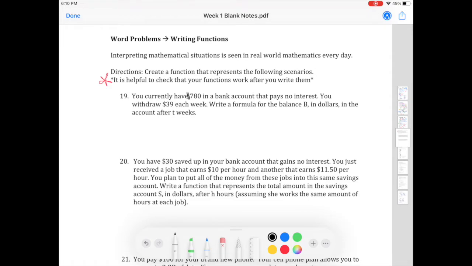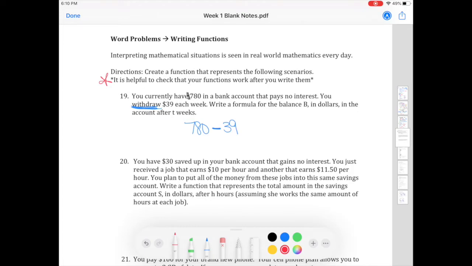It says you currently have $780 in a bank account that pays no interest. You withdraw $39 each week. Write a formula for the balance B in dollars in the account after T weeks. Okay. So don't stress about it for now. Let's just take it piece by piece. You currently have $780. So that's the number I'm going to start with because that's what I currently have. You withdraw money. I'm taking money away, or I'm taking it out of the account. That's going to subtract money from the 780 every week. So each week we're taking out $39.